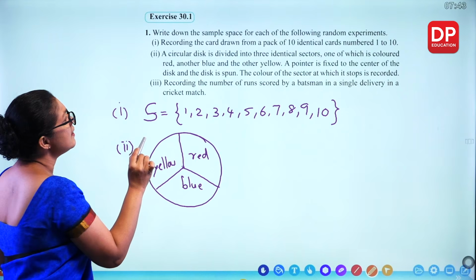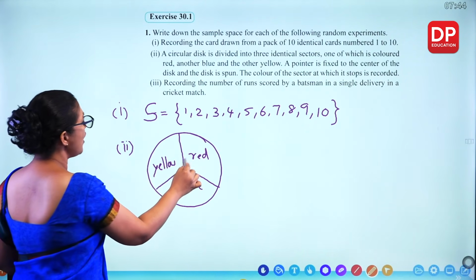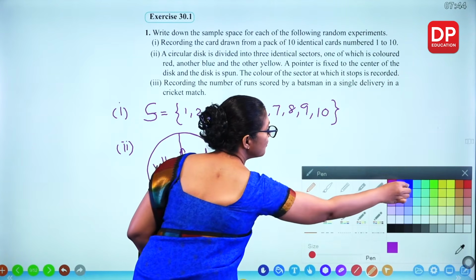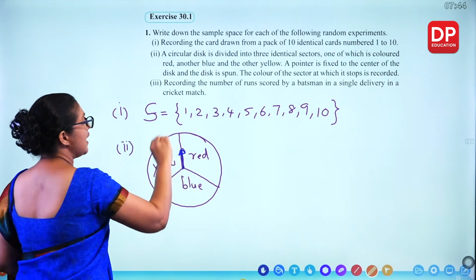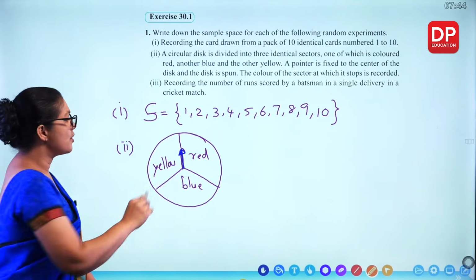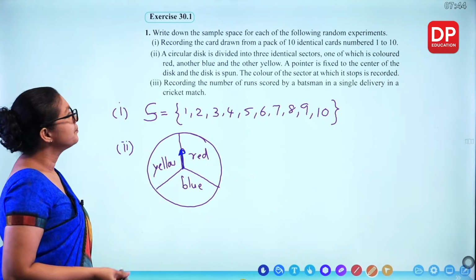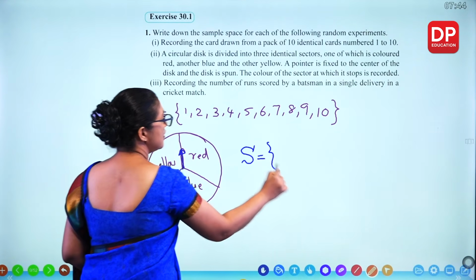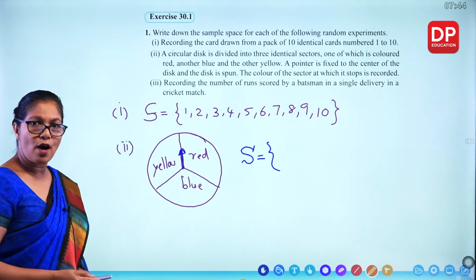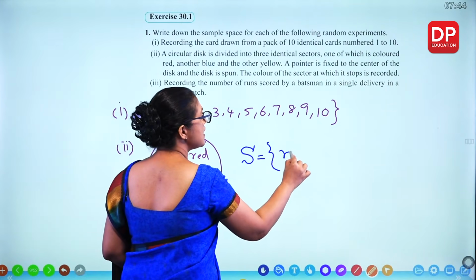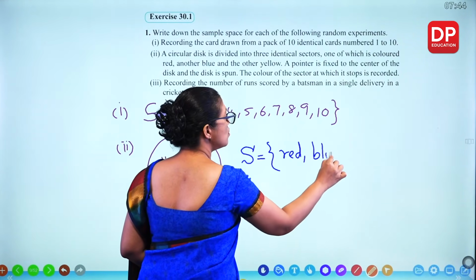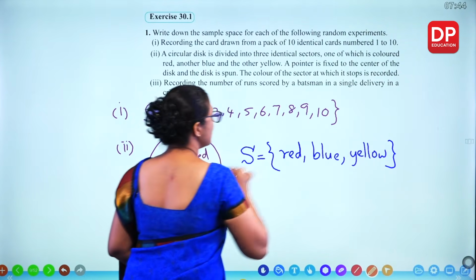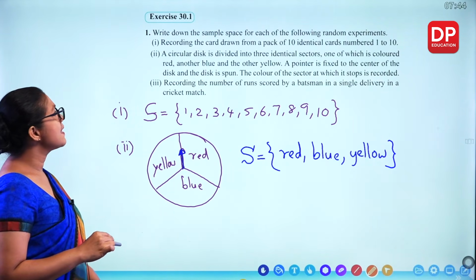And there's a pointer fixed, something like this, fixed. And when it's spun, what happens? You get a color, random color. So they are asking, what's the sample space here? So these are all the possible outcomes. What are the colors you can get? Red, blue, and yellow. So that's how we write down the sample space there.